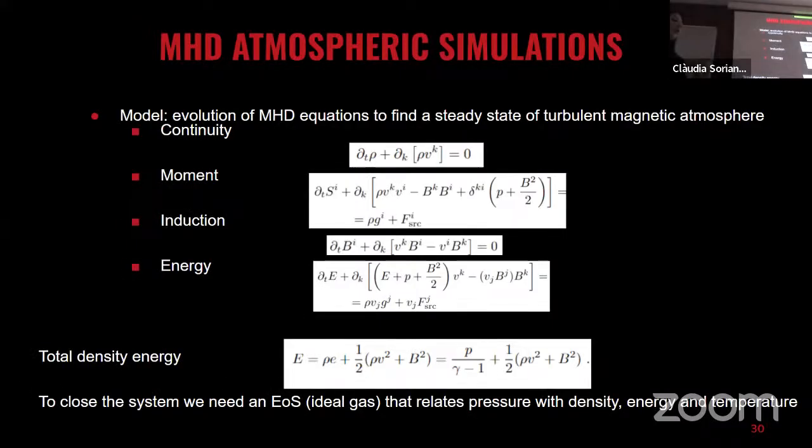Okay, so we mentioned that we have the problem, the model, and the policy. So in the model, we put our equations. Here, we say that they are MHD. So we have continuity, momentum, induction, and energy equations, which are related with the energy variable, and then with an equation of state. We are considering the ideal gas equation of state to close the whole system of equations. We evolve them and we check how the different fields change in time.